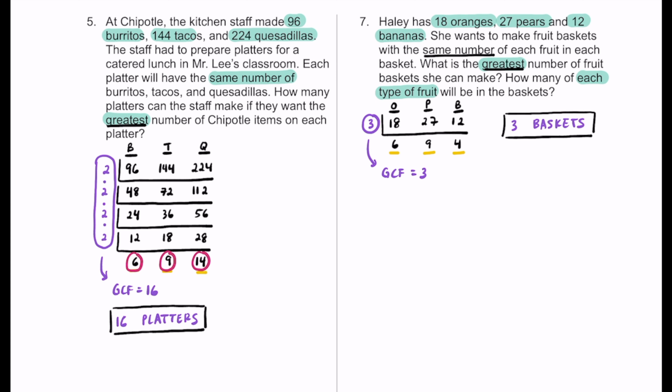And how many of each fruit would go in? Well, if we had 3 baskets, 18 oranges split into 3 baskets would be 6 oranges in each basket. We also can see that if we split the 27 pears into the 3 baskets, there would be 9 pears in each of them. And then finally, for the 12 bananas split into 3 baskets, there would be 4 bananas in each basket as well. So there would be a total of 19 pieces of fruit in each basket, consisting of 6 oranges, 9 pears, and 4 bananas each.